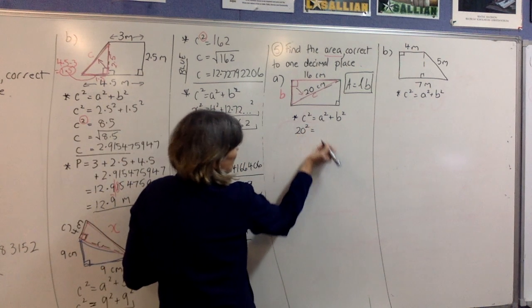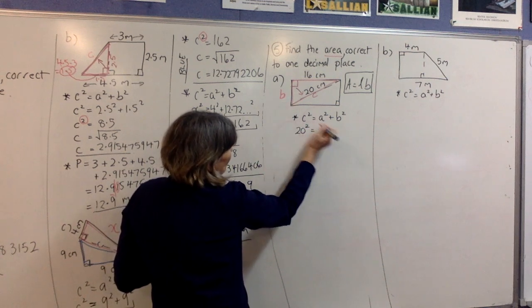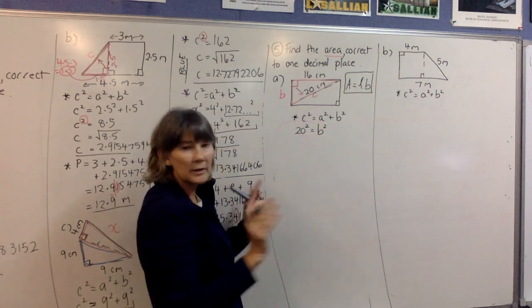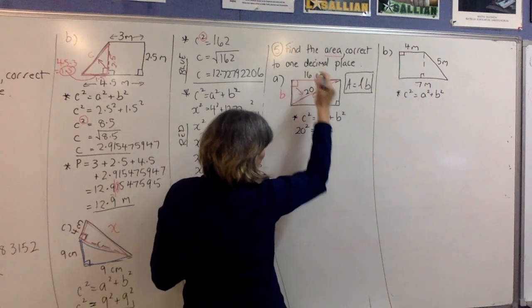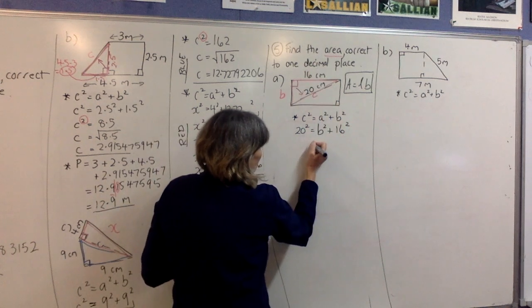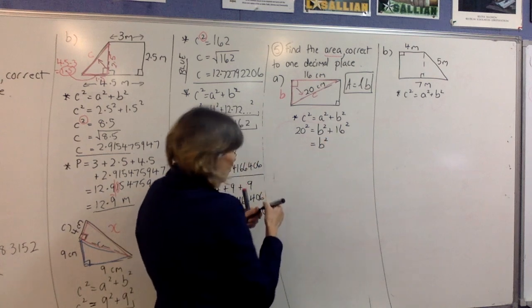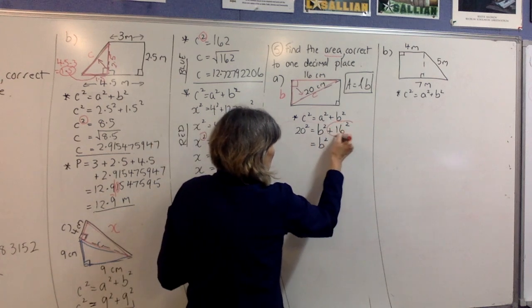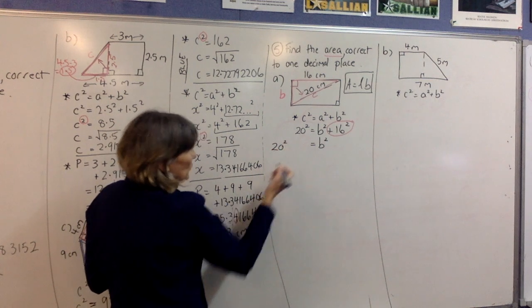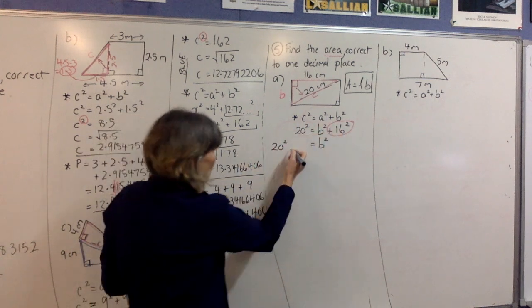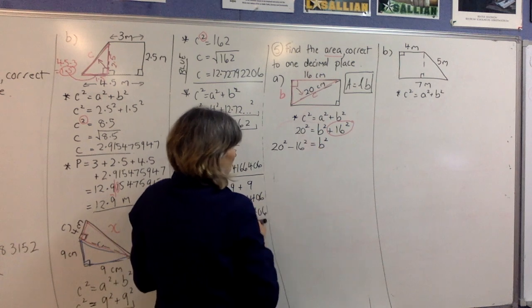So C is 20, put it in. Letter first. I don't care that it's a B, we still put the letter first. Plus the other side, squared. So we want to get rid of this plus 16 squared and move it to the other side. Move the 20 squared over a little bit to make room. And then this comes over, minus 16 squared.